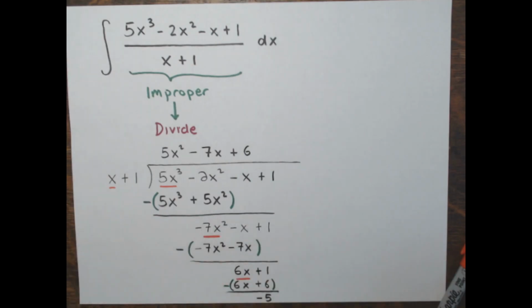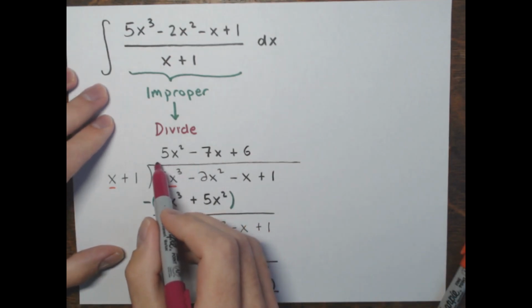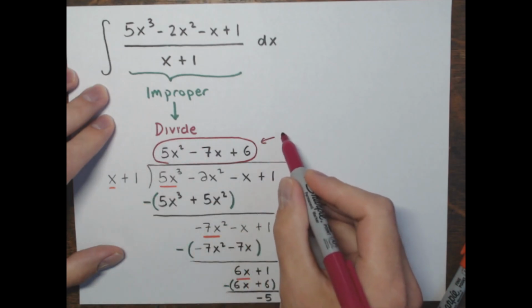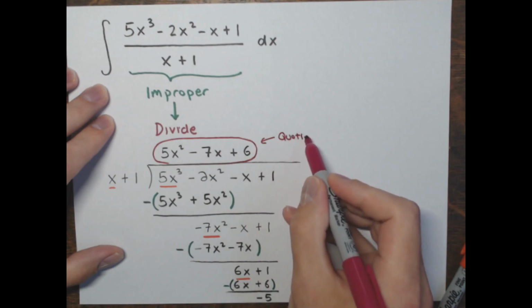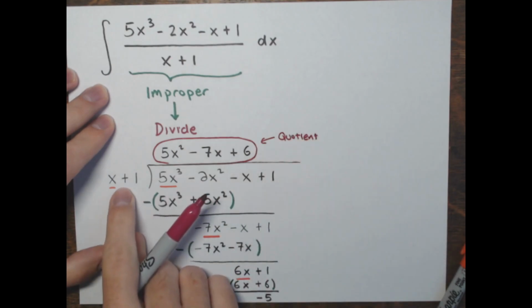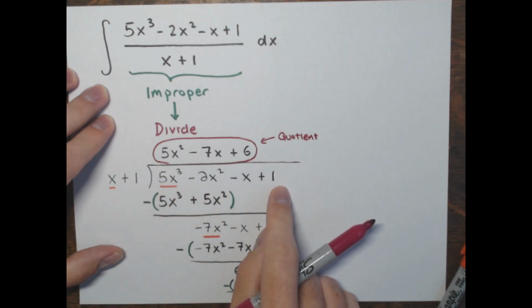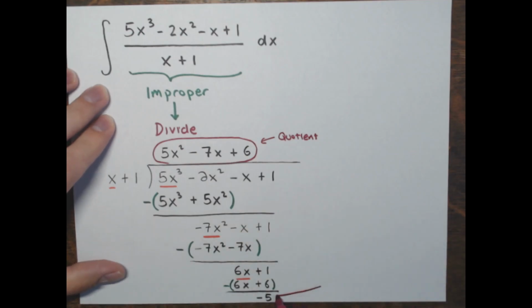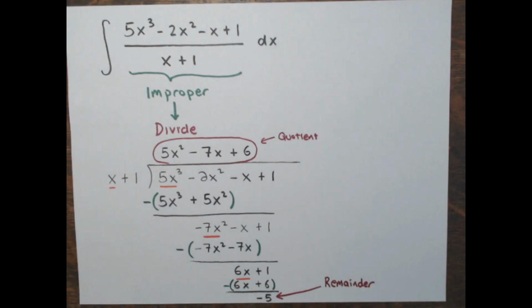So we have here above the bar, it's 5x squared minus 7x plus 6, right? This is called the quotient. It's basically like how many times x plus 1 goes into 5x cubed minus 2x squared minus x plus 1. And then down here, after that final subtraction, this negative 5, that would be considered the remainder. Right. So I can write this fraction now as quotient plus remainder over divisor.